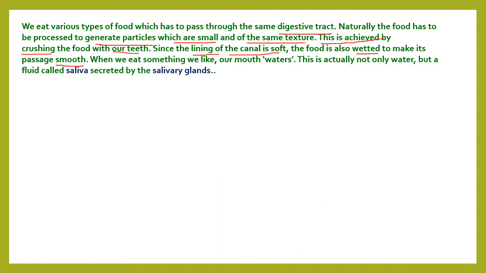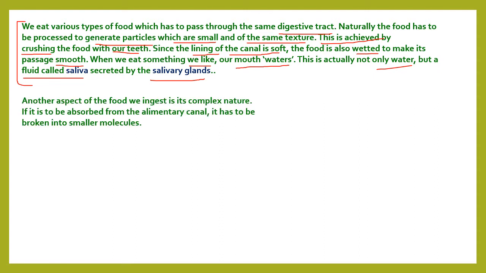खाने को चबाने के बाद सॉफ्ट होना पड़ता है, छोटे पीसेस में तोड़ना पड़ता है. सॉफ्ट कैसे होगा? See whenever we eat something, our mouth waters. जो पानी मुंह में आता है वो क्या है? Actually that is not the water, but that is a fluid called saliva, and that is secreted by salivary glands in our mouth. So this was the first step. When we eat the food in our mouth, it is crushed with our teeth and then it is softened by making saliva that is secreted by salivary glands.